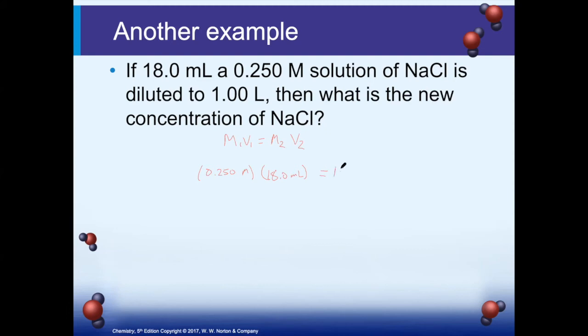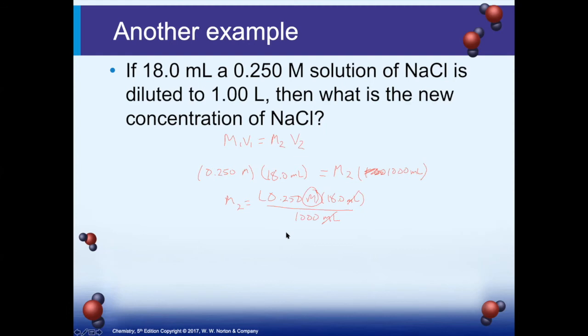What is the new concentration? I don't know molarity 2. That's what I'm going to solve for. But what I did was I diluted that up to 1 liter, which, let me just write that in milliliters, is 1,000 milliliters, just to keep the units the same, because I'm going to want them to cancel. I need milliliters over milliliters. So that new molarity, molarity 2, is going to be equal to 0.250 molar times 18.0 milliliters divided by 1,000 milliliters. Milliliters over milliliters cancel, and I get my answer in units of molarity.